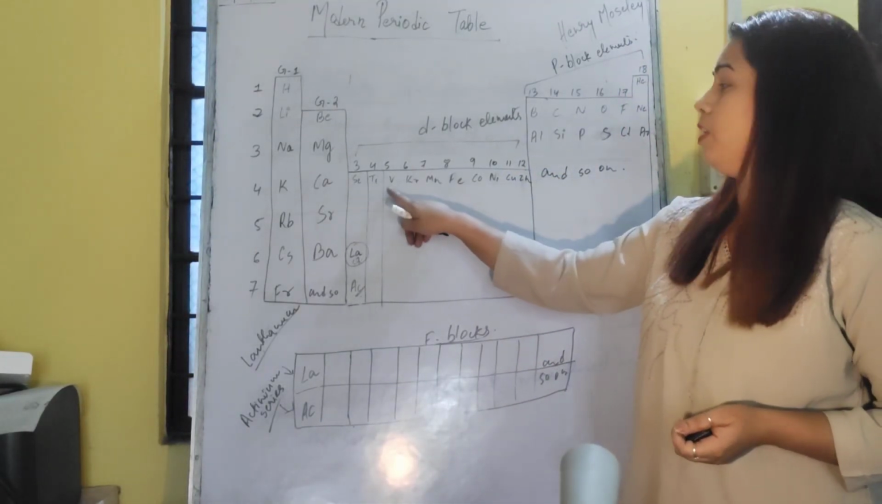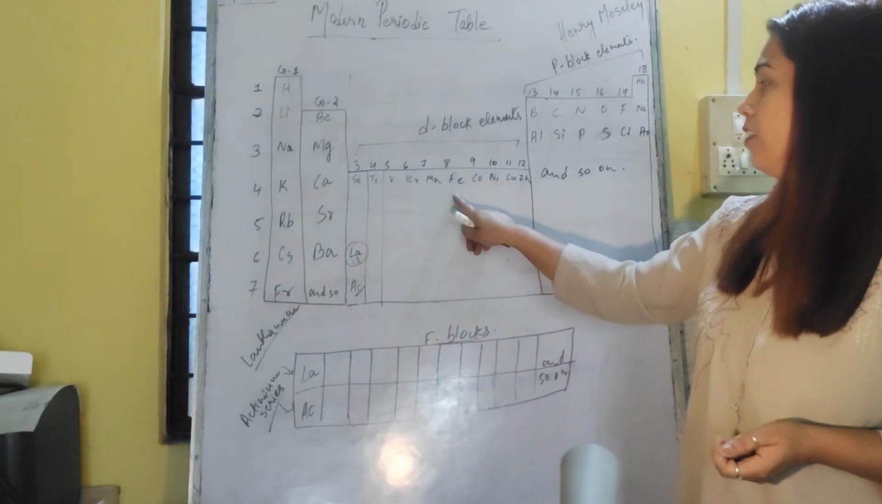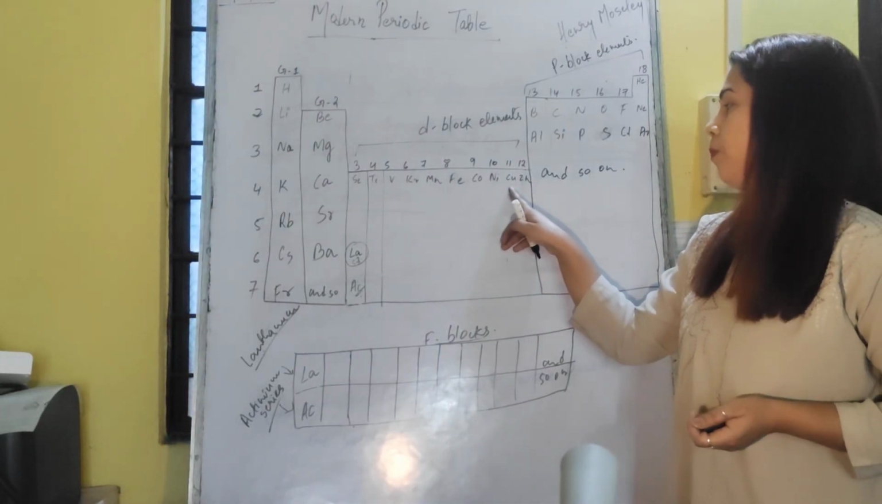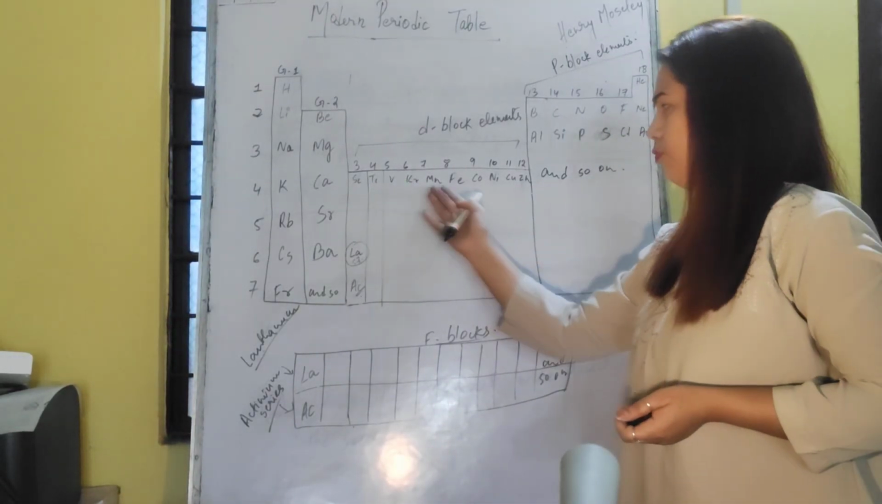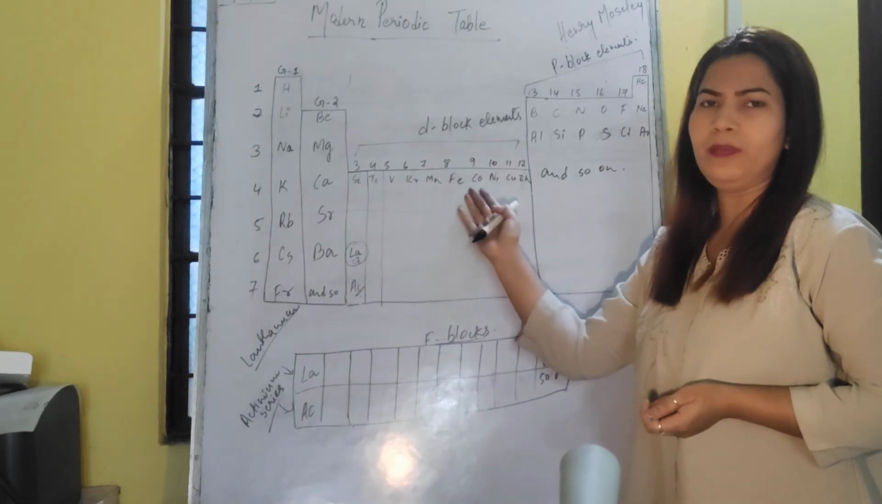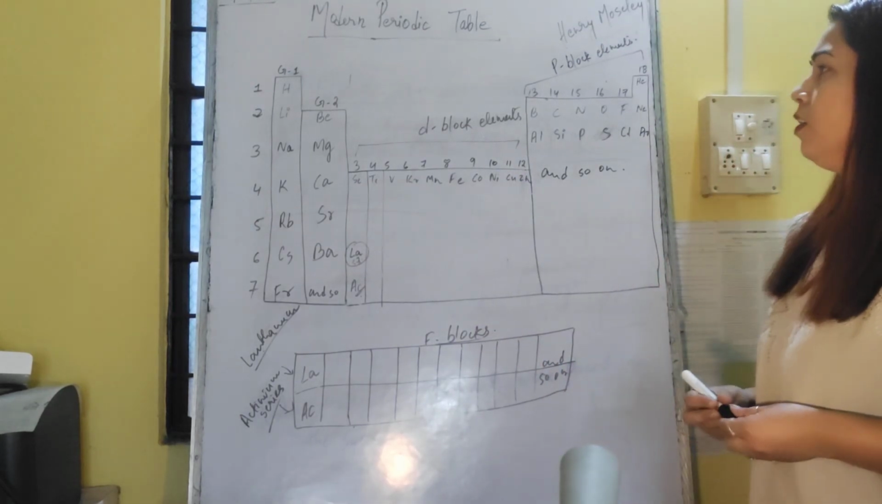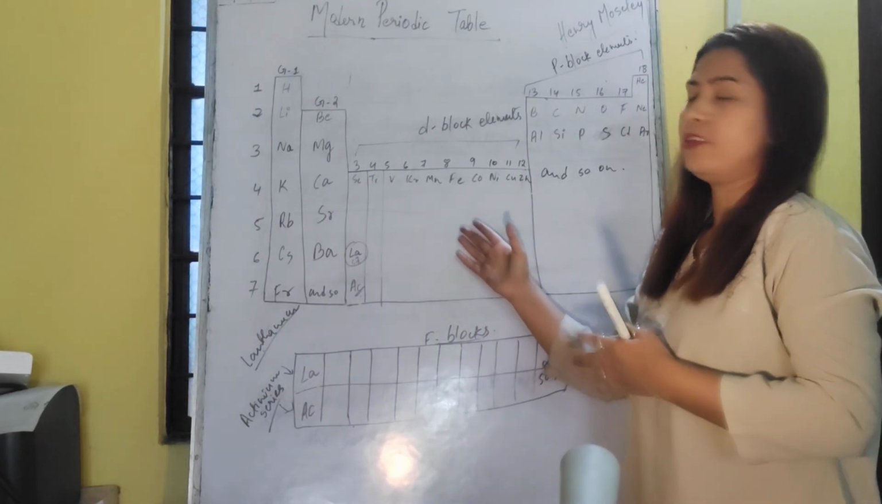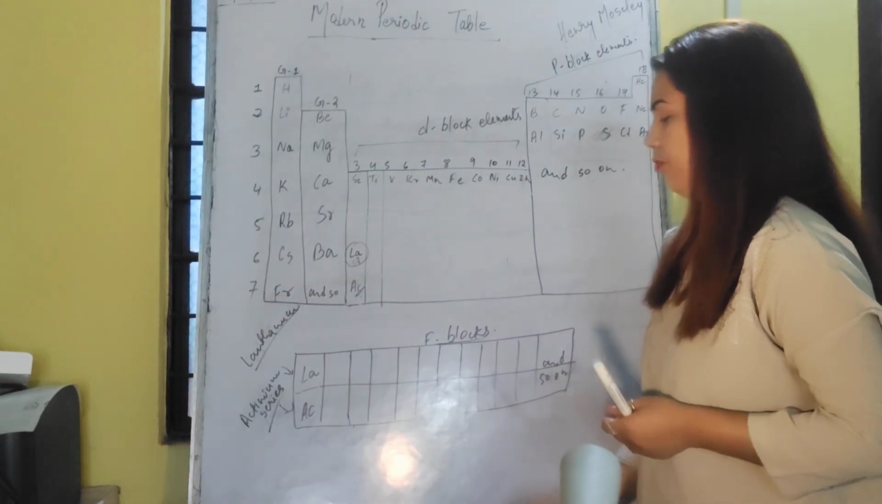Scandium, titanium, vanadium, chromium, manganese, iron, cobalt, nickel, copper, zinc. This is the first series of elements in the D block. Now let me give a few characteristics of all the blocks.